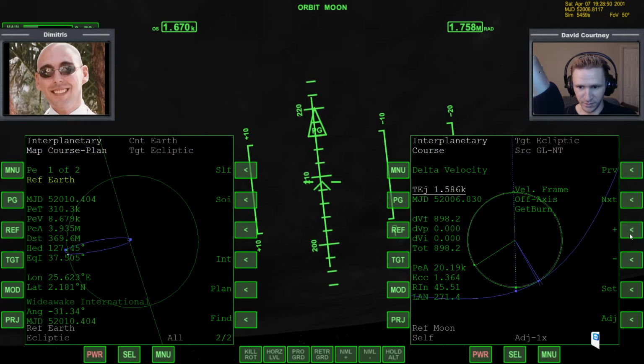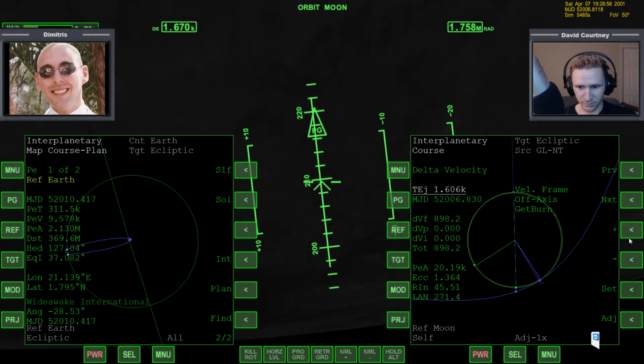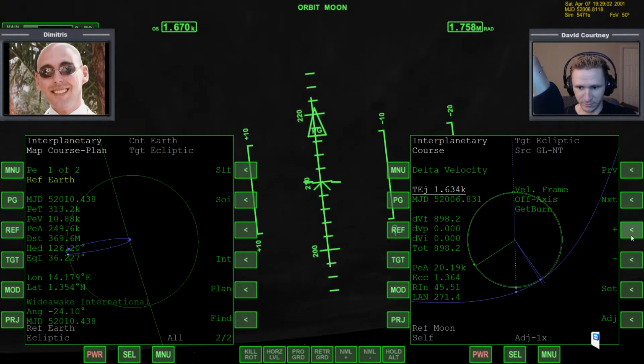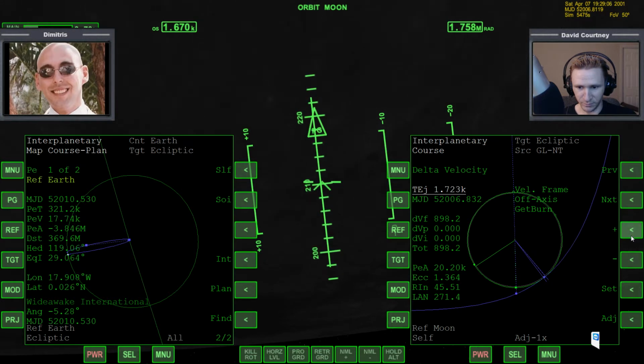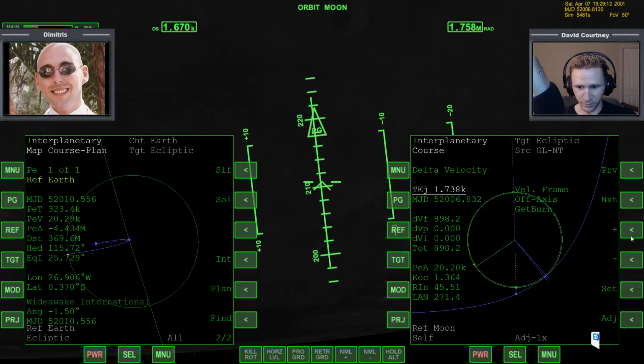It's bringing the PEA down, and it's taking the longitude farther west. Kind of hold that down for a little bit. Okay, we're obviously below the planet, but we want to start by getting the longitude set where we want it, and then we'll adjust the prograde.